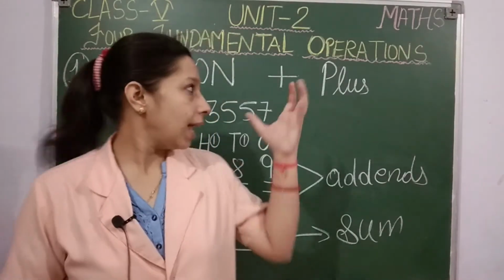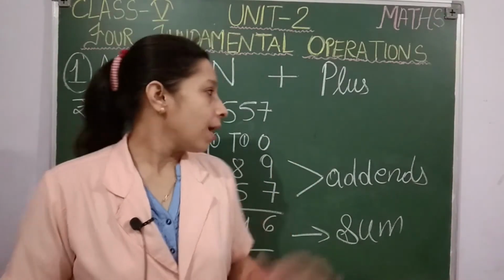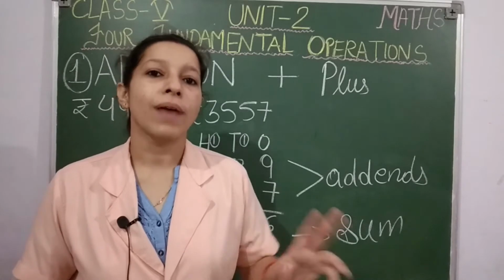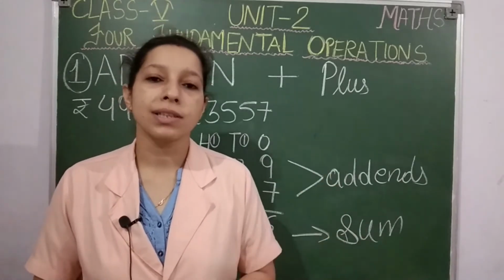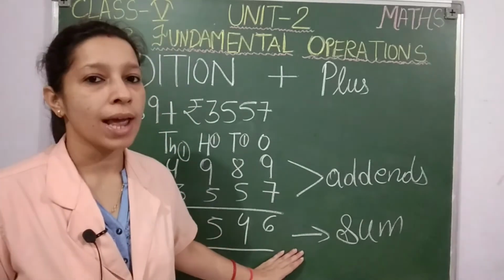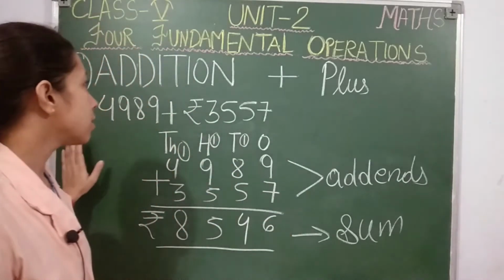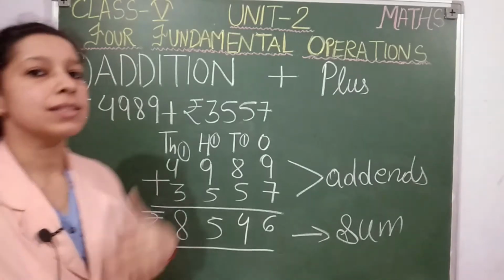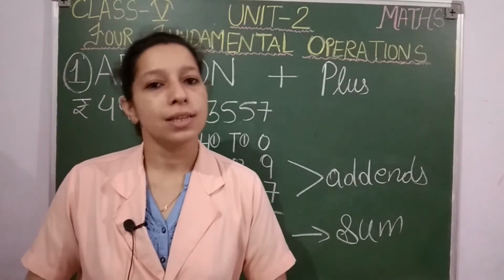So students, is the addition clear to you? Whenever we add the numbers, those numbers are known as addends, and whenever you get the result, that result is known as sum. So this was addition, students. Now let us see the next operation, which is subtraction.